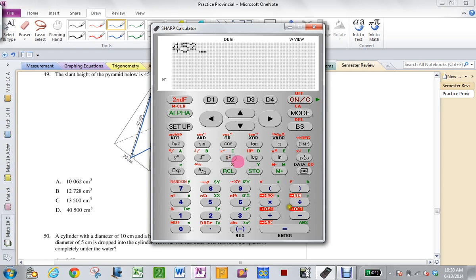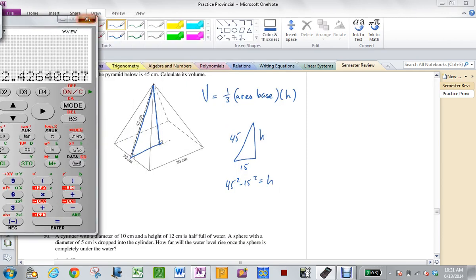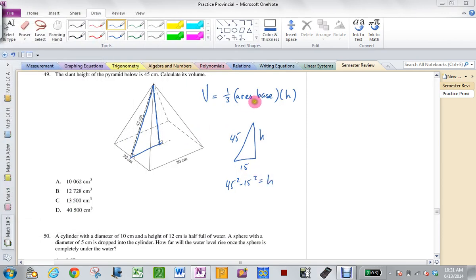45 squared minus 15 squared equals 1,800, and then I square root 1,800, and I get 30 root 2, or 42.42. So I come back to here, and I go my V equals 1/3 the area of the base, which is 30 squared, times the height, which is 42.42.